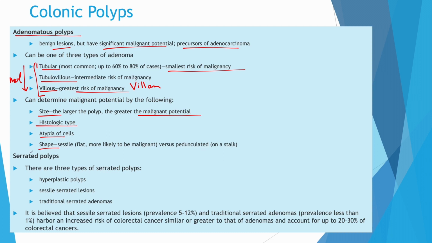Now the serrated polyps. We don't talk about serrated polyps as much. Adenomatous polyps are way more common, but we do see some serrated polyps. Again, we mentioned hyperplastic polyps are non-malignant. There are also sessile serrated and traditional serrated adenomas, and these can harbor an increased risk of colorectal cancer.